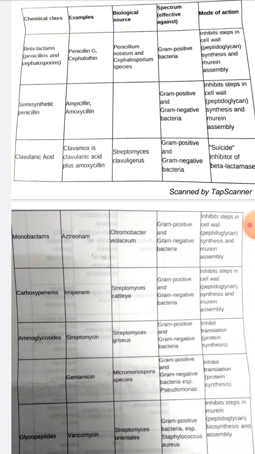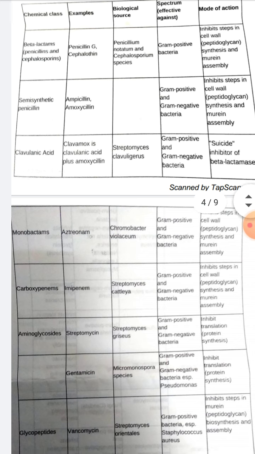Next we have monobactams. The example is Aztreonam. Monobactams are bacterially produced beta lactam antibiotics, derived from Chromobacterium violaceum. Aztreonam is effective against gram positive and gram negative bacteria. Again, it inhibits the cell wall synthesis.